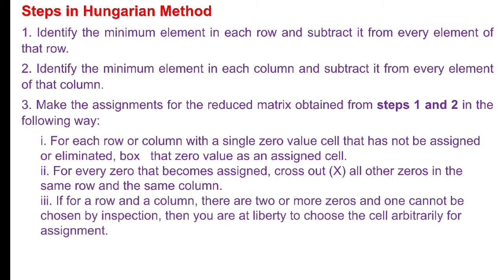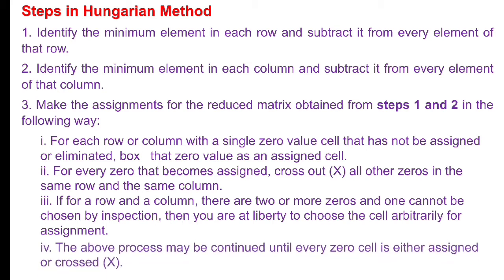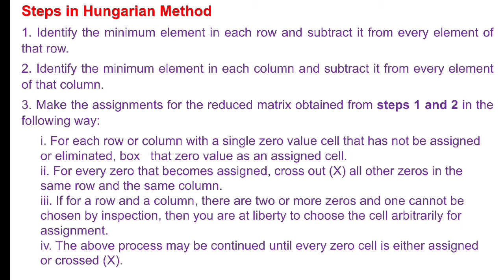Third, for a row and column where there are two or more zeros and one cannot be chosen by instruction, then you are at liberty to choose the cell arbitrarily for assignment. That means if in a particular row two or more zeros are there, we can select one by our own method, and then the other zeros will be cancelled. The above process may be continued until every zero cell is either assigned or crossed.